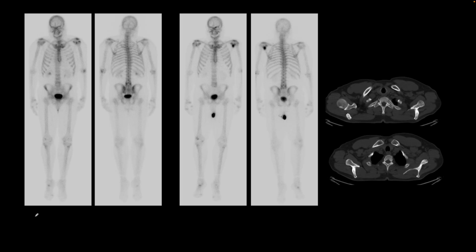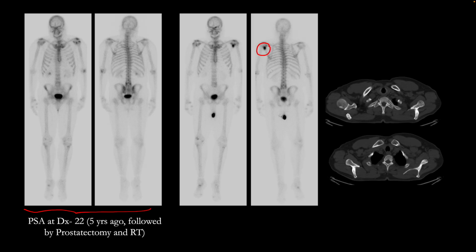This is their bone scan some time ago, where we do not see any evidence of metastatic disease. Then they presented with rising PSA, and there was this focus in the left scapula. And the history at that time was diagnosed 5 years ago, followed by prostatectomy and radiation therapy. PSA at the time of diagnosis was 22. At the time of this first whole body bone scan that showed the abnormality, their PSA was 57. That was 4 months before the PET CT that I showed you.